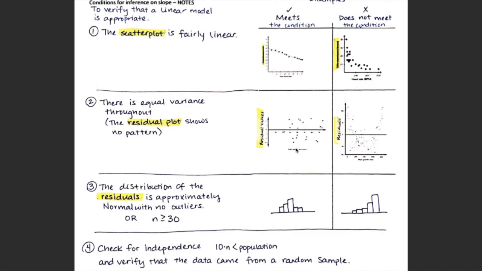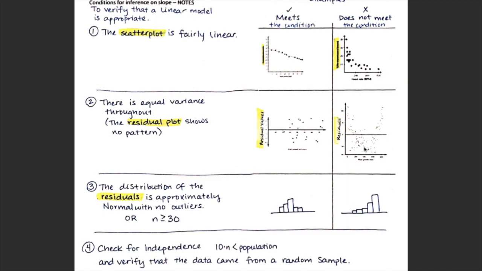So this is an example that meets that condition. You can also just write down that the residual plot shows no pattern, okay? Or again, if you're just writing there's equal variance throughout, you can just talk about the scatter plot. They're about the same above as below the line. And then here's an example that, again, does not meet the condition. Obviously, you got a pattern there in your residual plot.